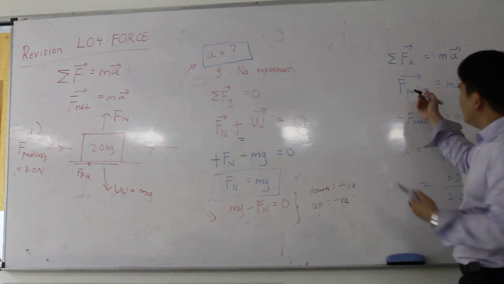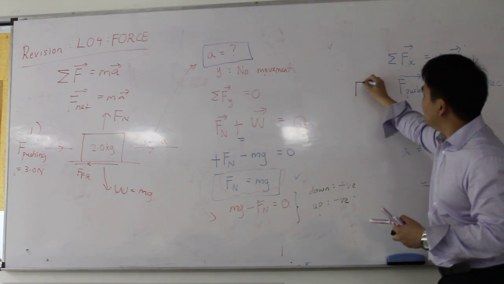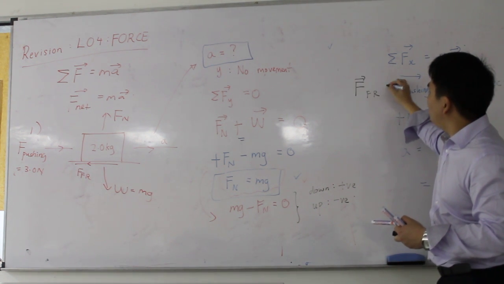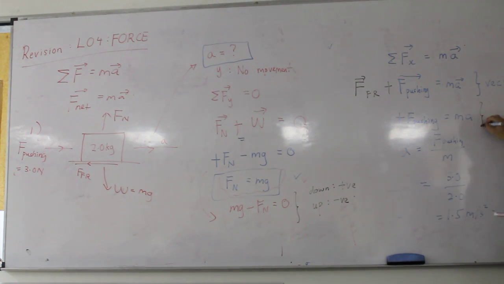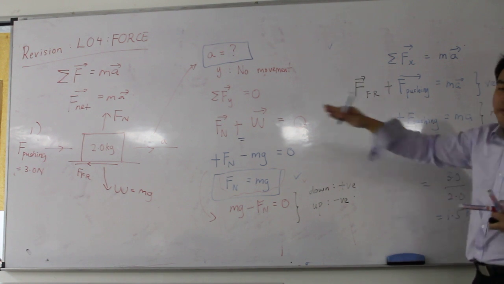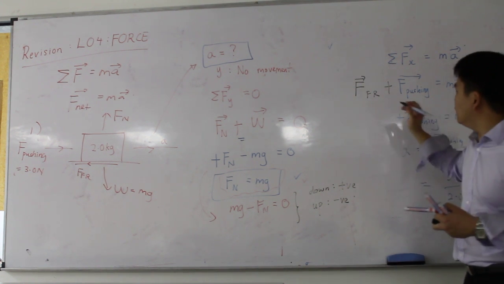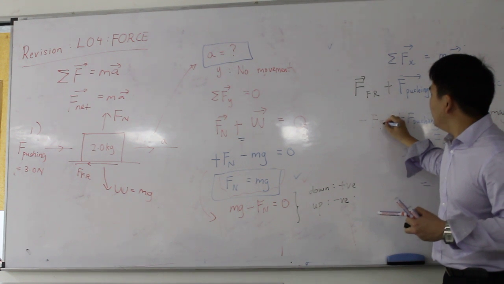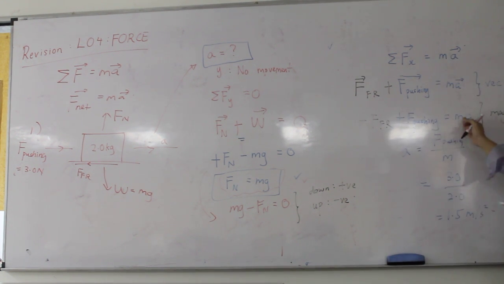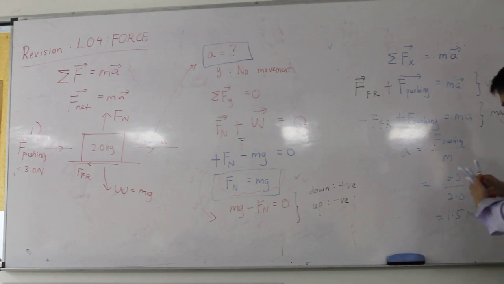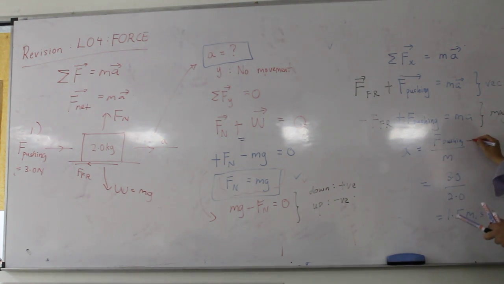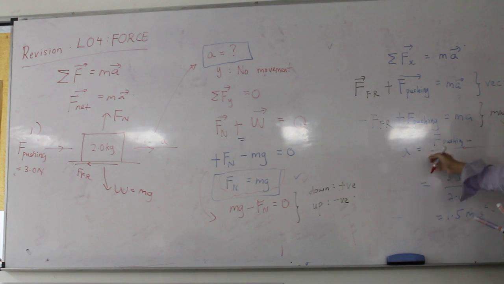So, let me write it. Vector: just now I said F pulsing. On the other hand, there's a vector FFR. In terms of magnitude, since FFR moved to the left, I can say that it's a negative FFR. So negative FFR plus F pulsing equal to ma. As a result, a equals F pulsing minus FFR divided by m.